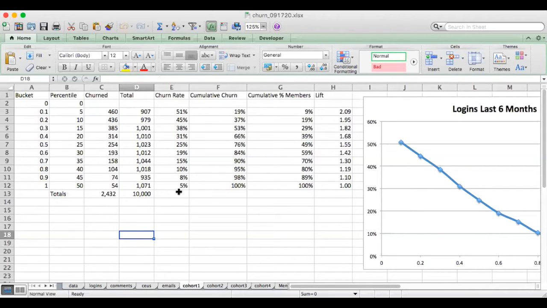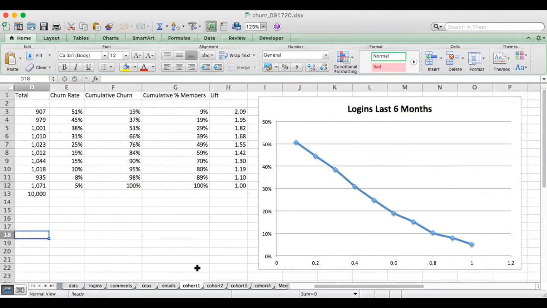If we go to the other extreme, the highest bucket, these people had between 45 and 50 logins in the last 6 months. There's a little bit more than 1,000 people in that bucket, and only 54 of them canceled their memberships. It's about a 5% rate here.